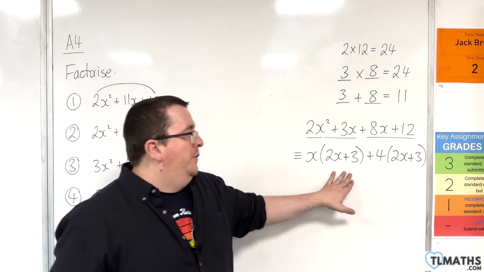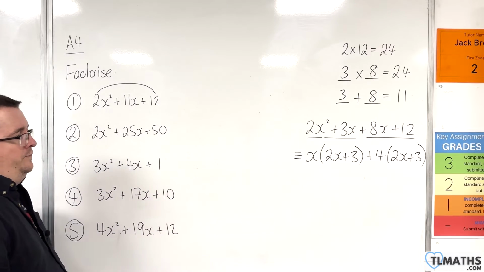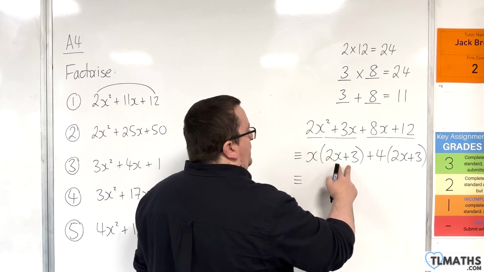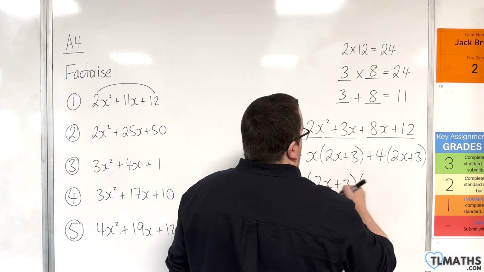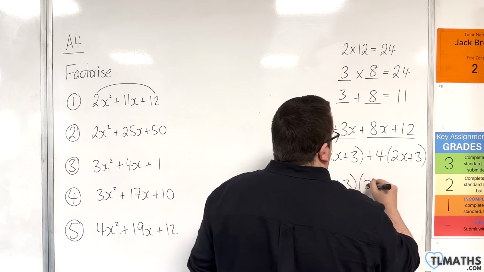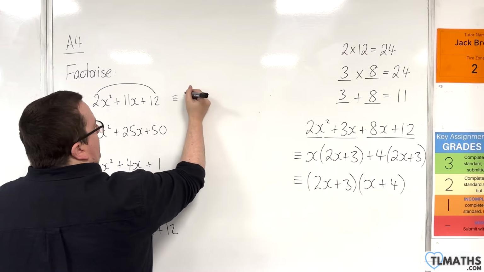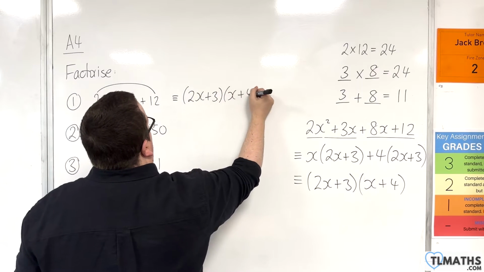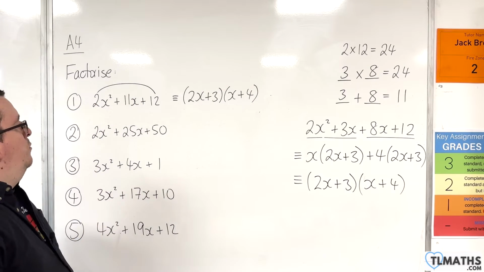Now because we've got the same bracket here and here, that means we know we're on the right track. So we have the 2x plus 3 as common factors here, and the other bracket is the x plus the 4. So we've now factorised our first one: 2x plus 3, x plus 4. Okay? So that's number one.